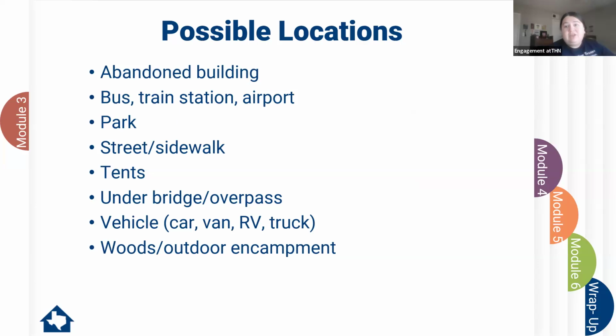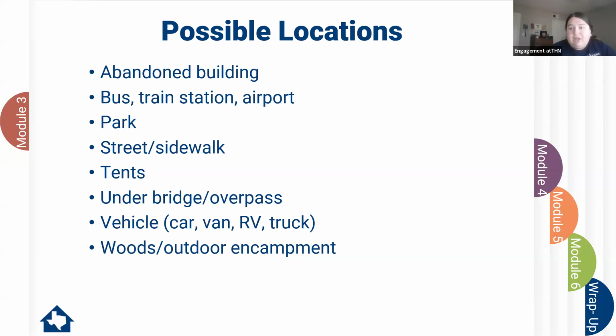So some of the locations that we can consider for the unsheltered count include things like abandoned buildings, bus stations, train stations, airports, parks, streets, sidewalks, tents, encampments under bridges and overpasses, as well as a vehicle. I think that's a big one that we've started to notice a little bit more in the past few years. People living in their cars, in like a Walmart parking lot or in a camping lot, people living out of their vans, as well as people living in their RVs, especially if that RV is maybe on the side of the road or again in maybe like a Walmart parking lot, and it's not connected to any sort of amenities such as water, sewage, electricity. It's just kind of there.